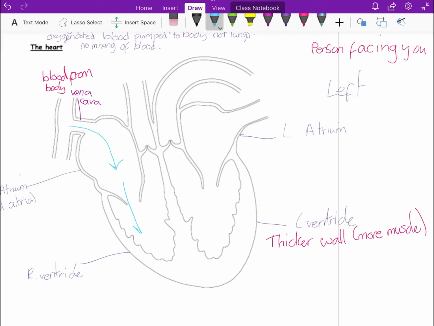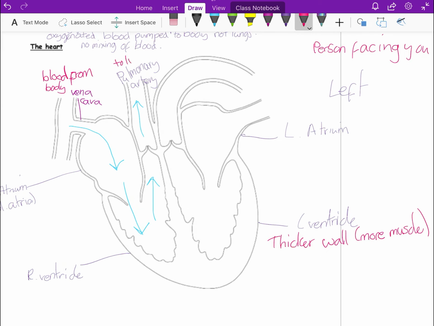This blood, I'm just using blue arrows because this blood will be deoxygenated if it's coming back from the body, and the blood will move down into the atria, then down into the ventricle, and then up and out through an artery called the pulmonary artery. Now you remember from our diagram just before that that's a blood vessel associated with the lungs, so that's the artery that's going to take blood away from the heart to the lungs.